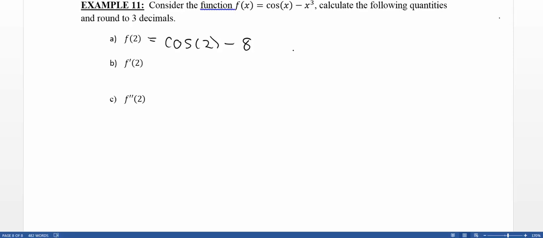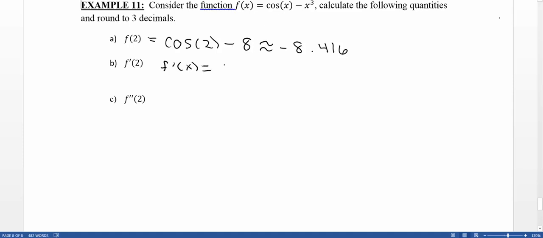However, in this problem, we want to round to 3 decimals. So we're going to plug this into our calculator, making sure it's in radians, and we're going to get negative 8.416. Next, we want to find the derivative at 2, which means that we first need to find the derivative function so that we can plug in a 2.